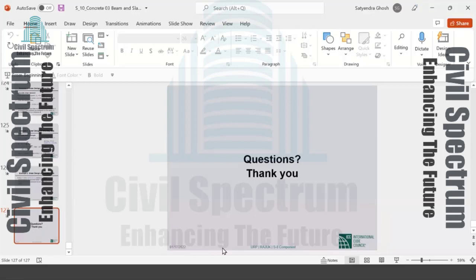How should we consider the effect of any openings in beam members? There is no one answer to that question. It depends entirely on how large the opening is.